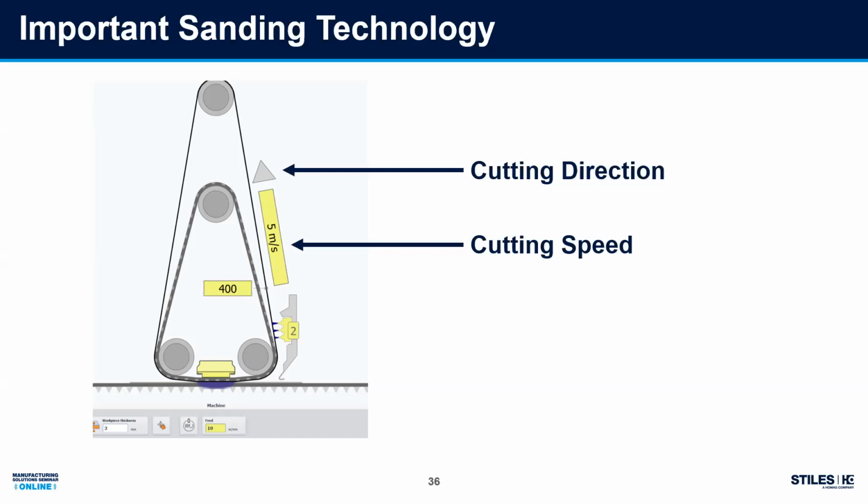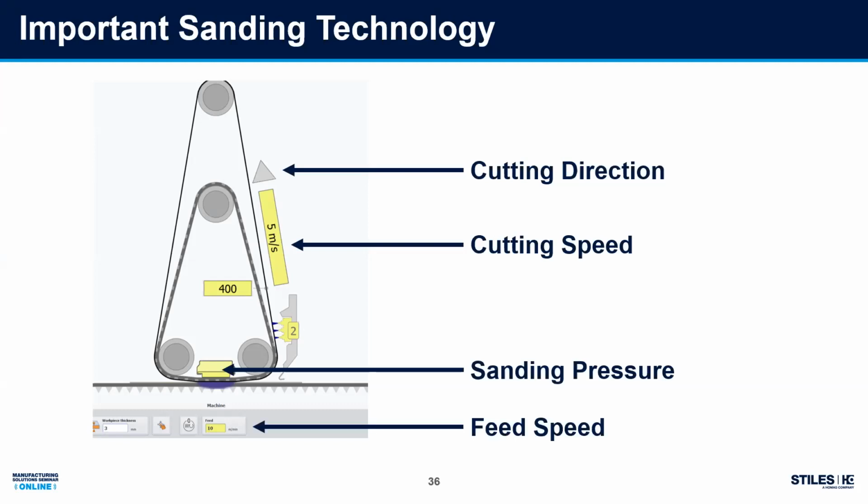Cutting speed is another important variable. That's how fast the belt is moving. That's going to determine how much material, or how much fiber, I'm removing from that workpiece. Sanding pressure: how hard am I pushing down on the surface? And of course, feed speed, which is also sometimes called dwell time, based on how much time my abrasive belt is in contact with my workpiece.